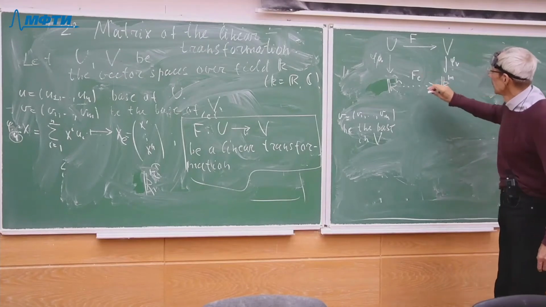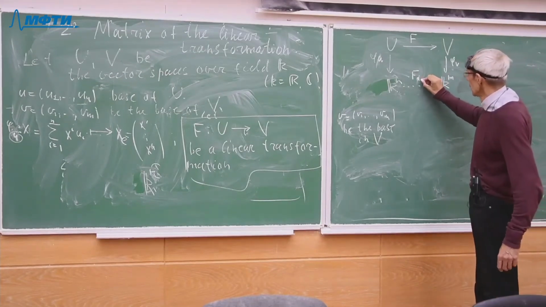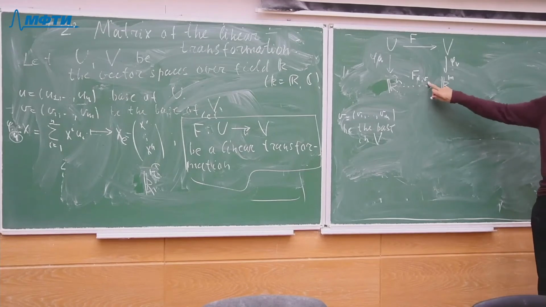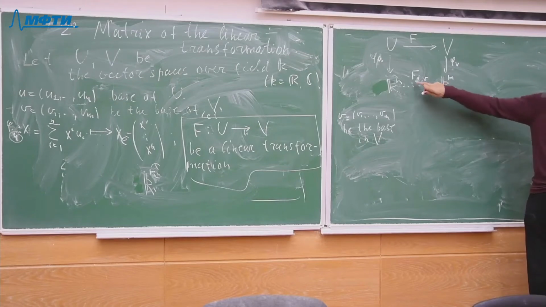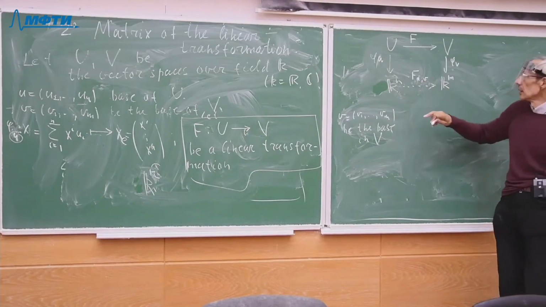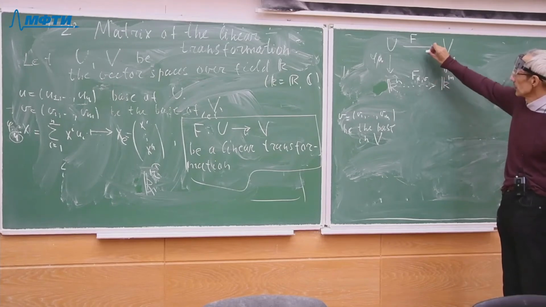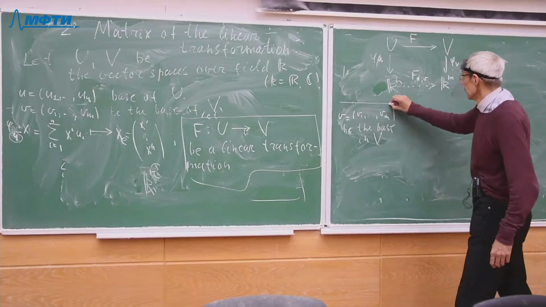linear transformation phi, with upper indexes u and v, is a matrix. And this matrix will be called the matrix of this linear transformation. This is the main idea of our construction.